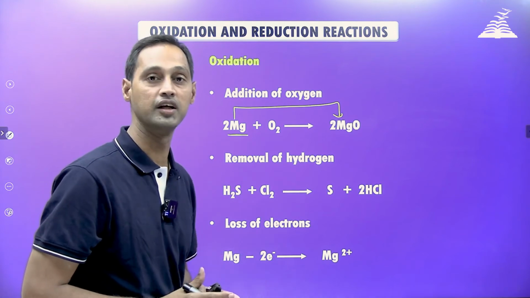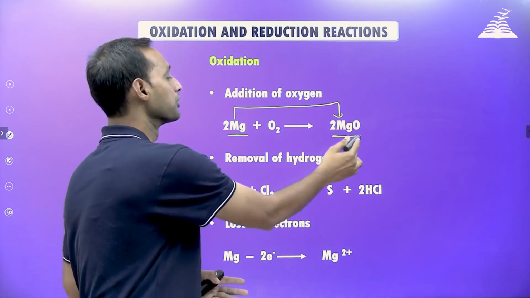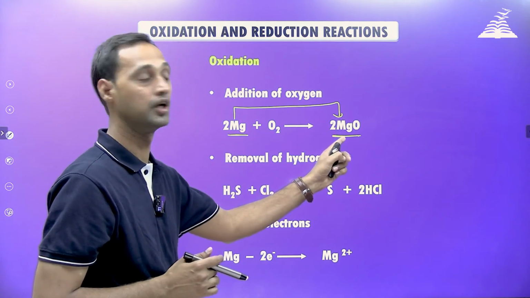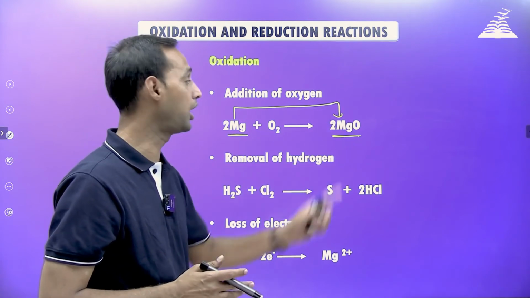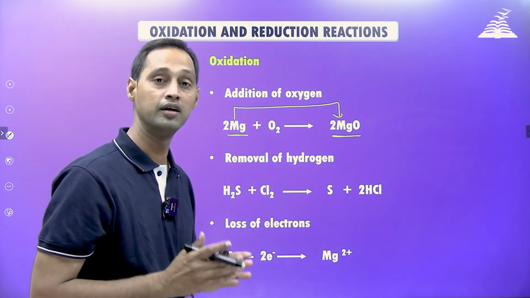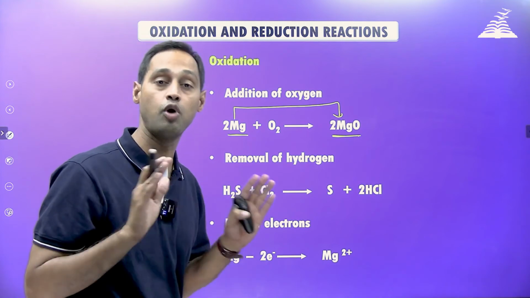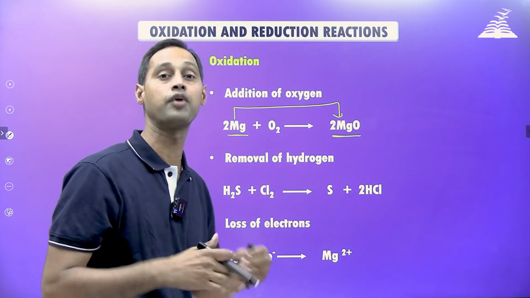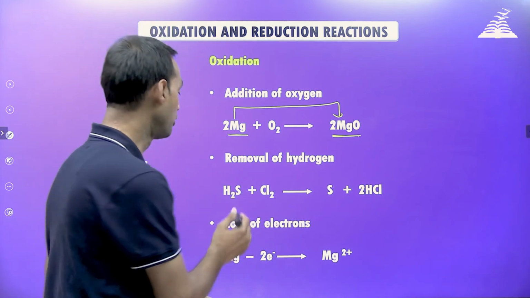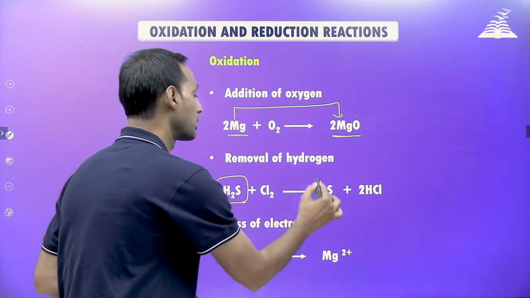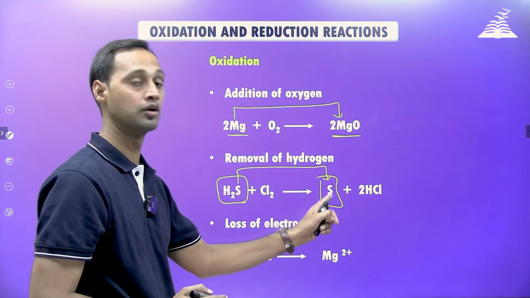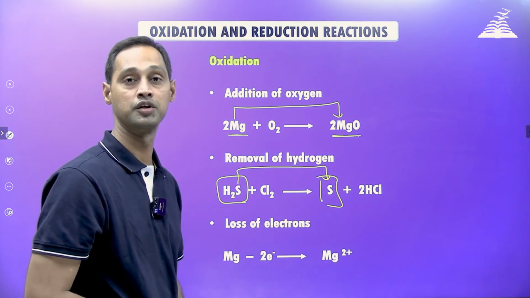So, what did we notice here? Addition of oxygen to magnesium. There was no oxygen with magnesium before the reaction, but after the reaction we see oxygen with magnesium. So addition of oxygen is observed, and this is an oxidation reaction. Removal of hydrogen from a substance is also oxidation. Let's take one example: hydrogen sulfide to sulfur. What do you notice here? Removal of hydrogen, so this is also oxidation.